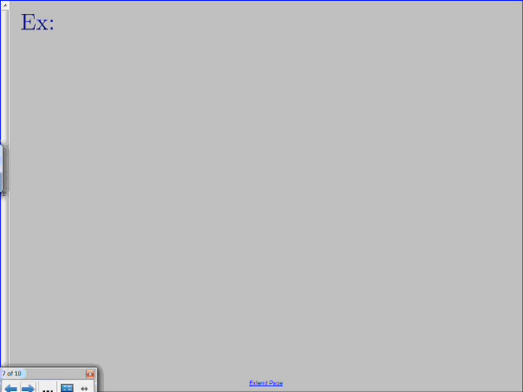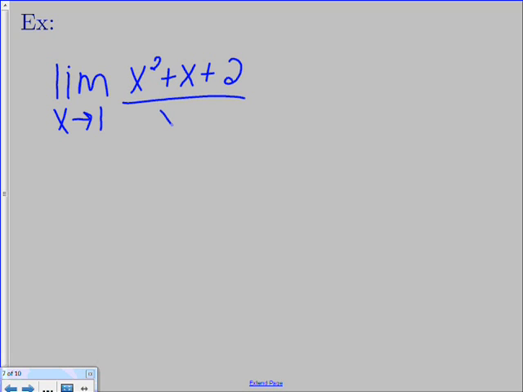Okay, so an example for you here would be if we take the limit as x approaches 1 of x squared plus x plus 2 over x plus 1. So if we do a quick check and plug that c equaling 1 into the bottom, we can see that we're not going to get a 0, so we can just go ahead and plug in. So when we plug in, we're going to get 1 squared plus 1 plus 2 over 1 plus 1.